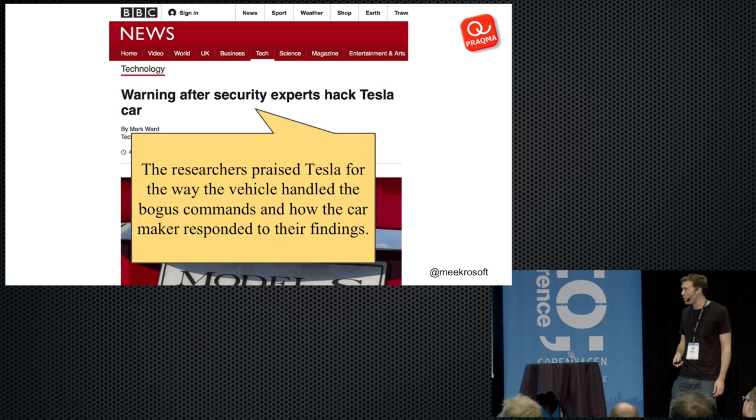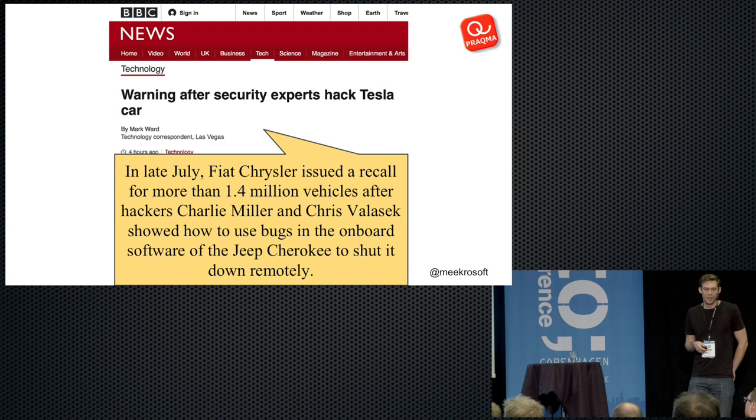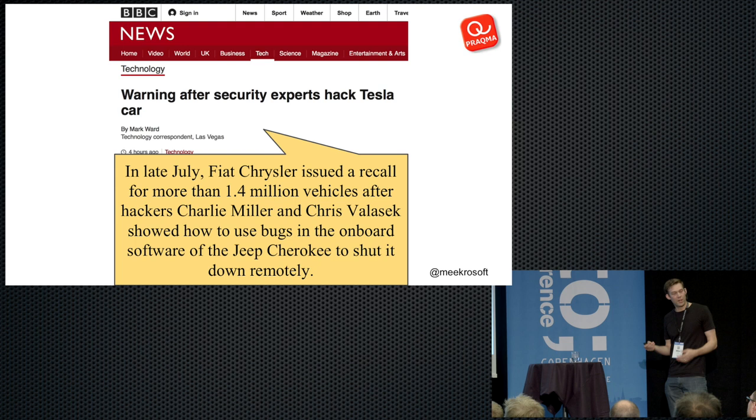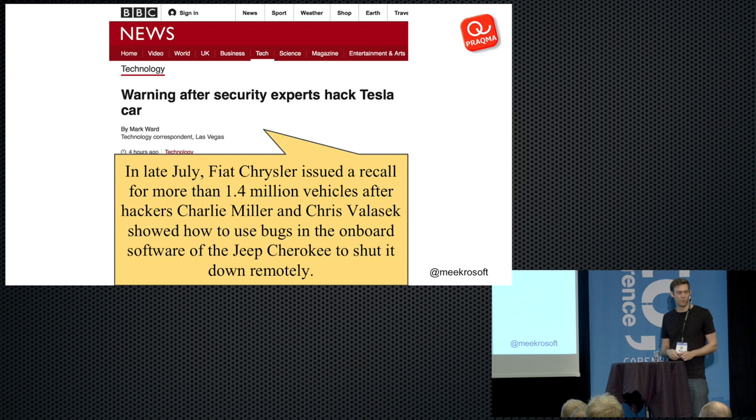There's a flip side: Fiat Chrysler had to recall 1.4 million vehicles because of bugs found on their onboard systems. This isn't fear-mongering, but a product recall can cost an awful lot of money. And so being able to have an update system and a continuous delivery system can really make a big difference in your business.